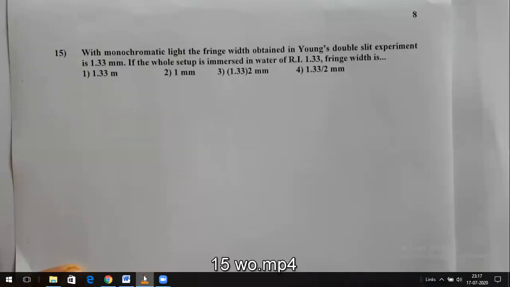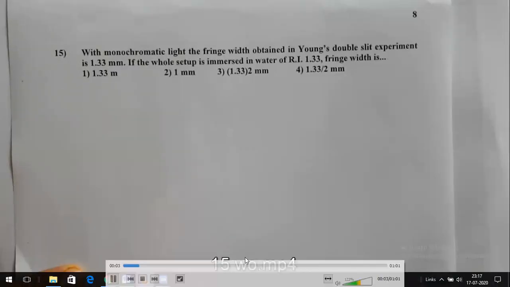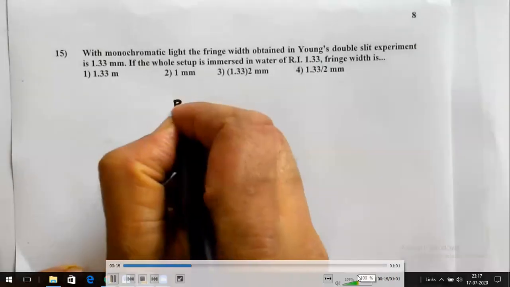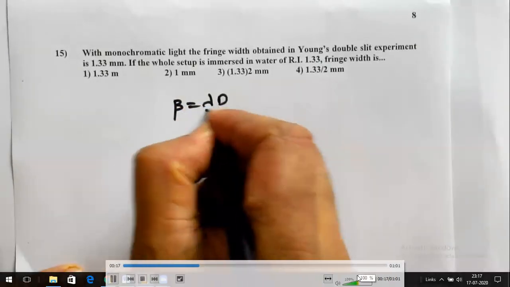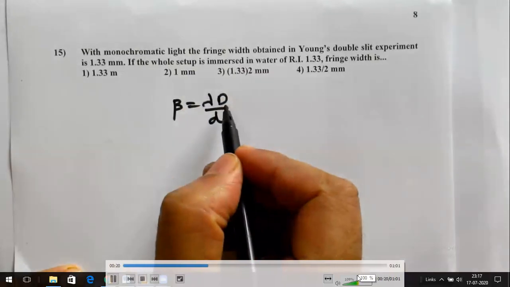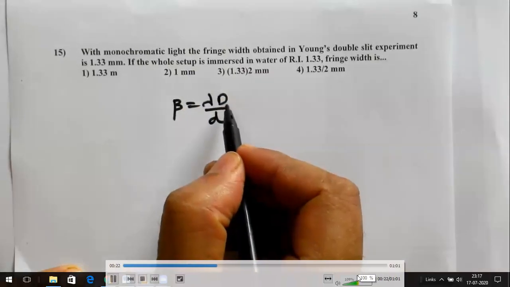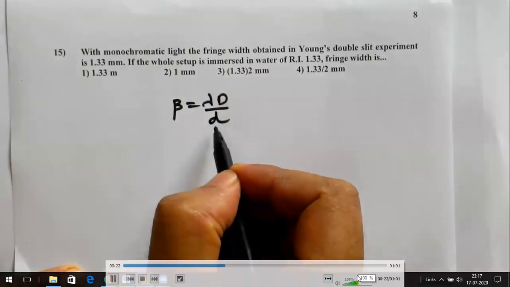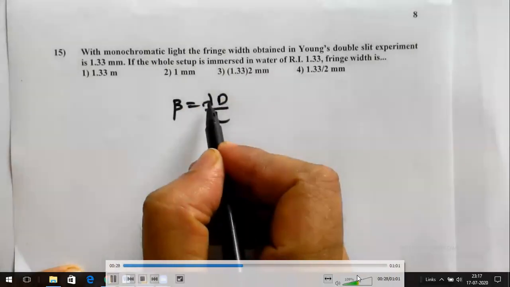With monochromatic light, the fringe width obtained in a Young's double slit experiment is 1.33 millimeter. The whole setup is immersed in water of refractive index 1.33. What is the fringe width? When the whole setup is immersed in water, we have the formula beta is equal to lambda D by d. The distance between the screen and the source will not change. The distance between the slits will not change because it doesn't depend on the medium. And the wavelength of light changes.